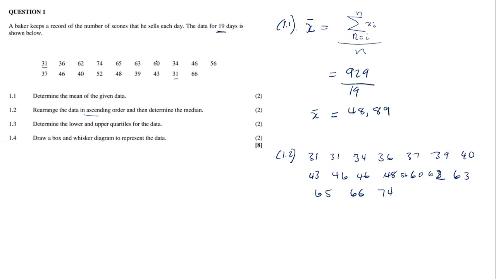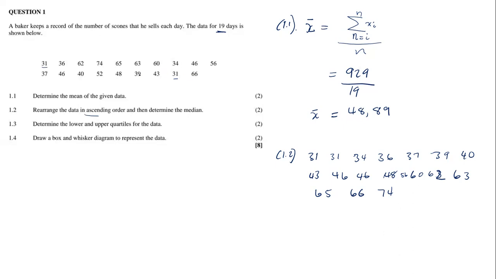60. Yes. And then 60 what? 62. Yes. 63. Yes, I see 63. 65. There is 65. Guys, what's missing here? Can you see what's missing here? Oh, I think 39 is there.